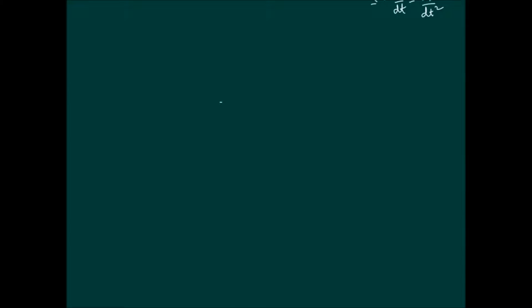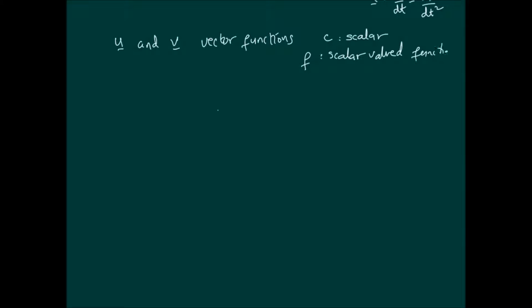In the next few properties that we're going to look at, we will be considering u and v as vector functions, vector-valued functions. c is a scalar, and f, where you see it here, will be a scalar-valued function. This applies to the properties that follow.